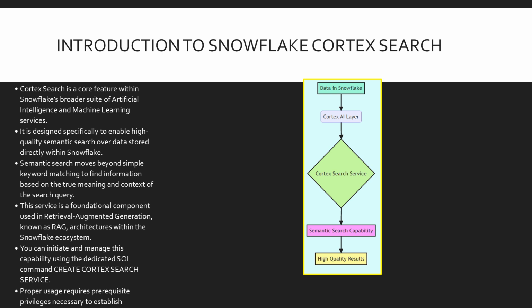This diagram illustrates the high-level functional flow of Cortex Search within the Snowflake architecture. We begin on the far left with your existing data in Snowflake, representing the comprehensive source of information that will be indexed and searched by the AI services. This data is intelligently passed into the Cortex AI layer, which manages the various AI capabilities available to users within Snowflake's platform, ensuring security and scale for all operations.